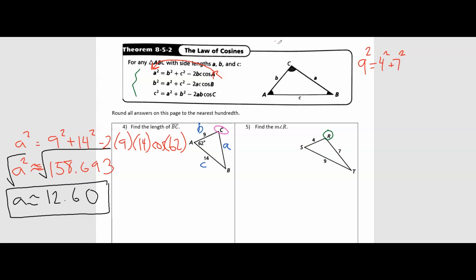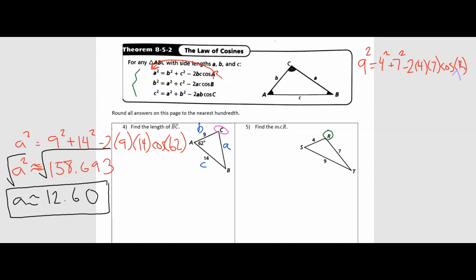Doesn't matter the order of those, obviously, because you're just adding those together. So 4 squared plus 7 squared minus 2 times 4 times 7 times cosine of R. So that would be our equation. It's the only one you can use, again, because the angle here, what's inside of the cosine, must be opposite the side on the other side of the equation. So those have to be opposites.